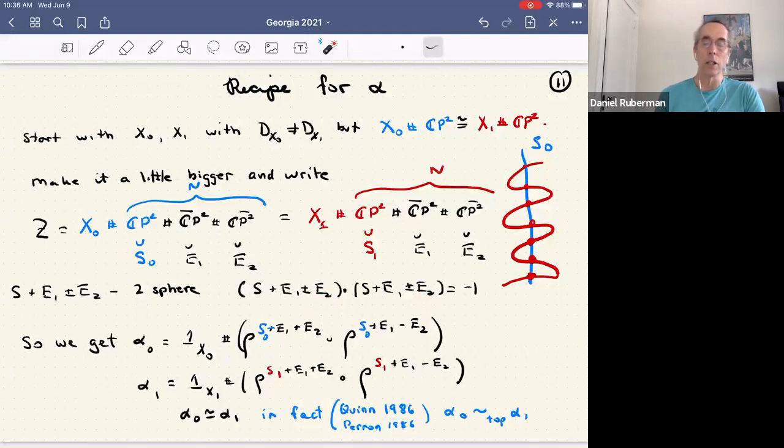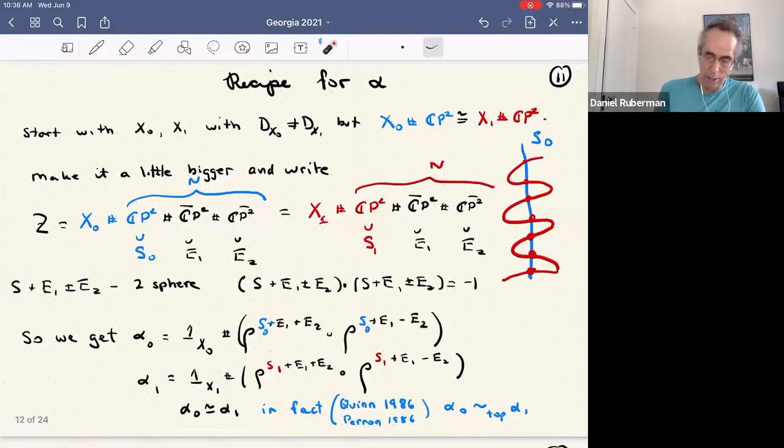Okay, so using the reflections, I can build two diffeomorphisms. One using the first decomposition into X0, connect sum a bunch of stuff. So I get the identity map on X0, the reflection using the sphere S0 plus E1 plus E2, and then compose that with the reflection using S0 plus E1 minus E2. And then using the other decomposition of Z, I can do a similar thing, only instead of S0, I'm going to use E1 and E2 and the sphere S1.